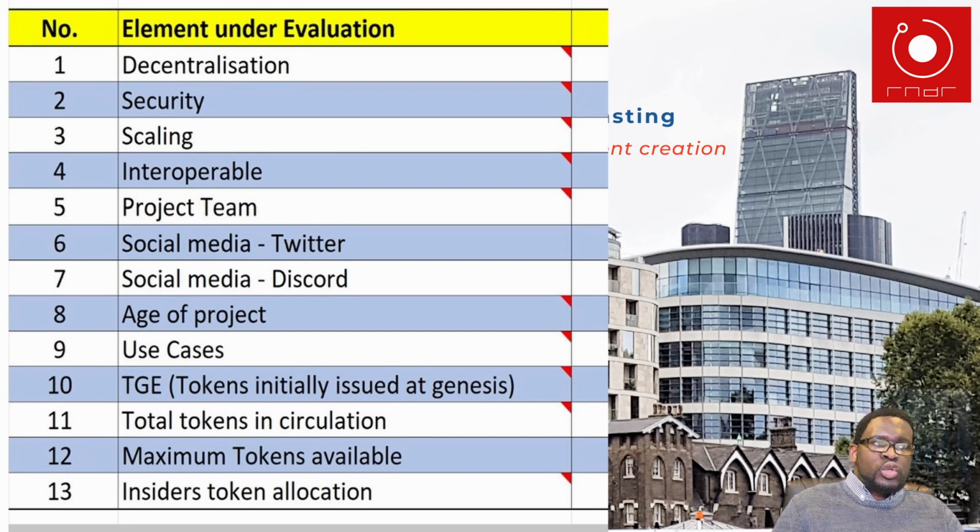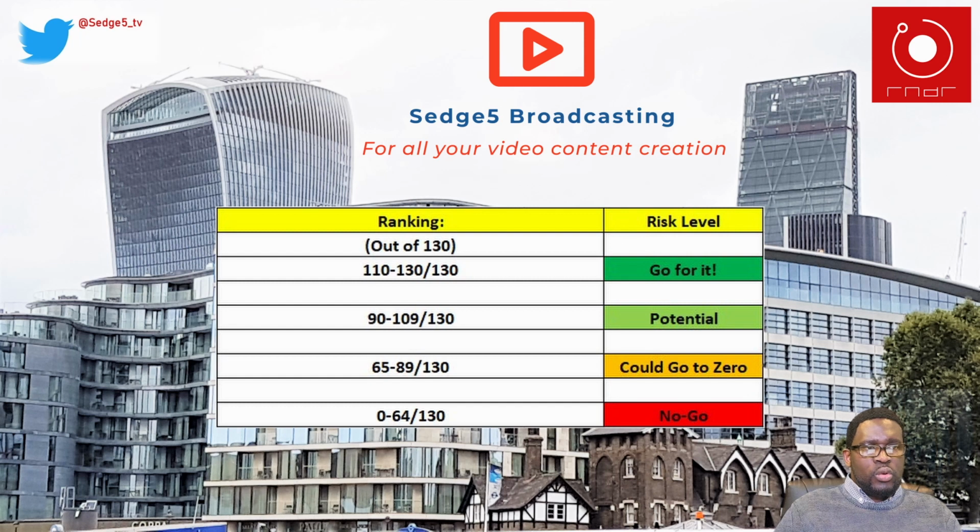Once we have allocated the scores from 0 to 10, 10 being the best or maximum, 0 being the minimum or the worst, we aggregate the total scores, and it is that total score that we are going to take and place under the following risk categories. We've got 4 of them in total. The least risk category, where the risk is at a minimum, we call that go for it category, and the project will have scored between 109 and 130 out of 130.